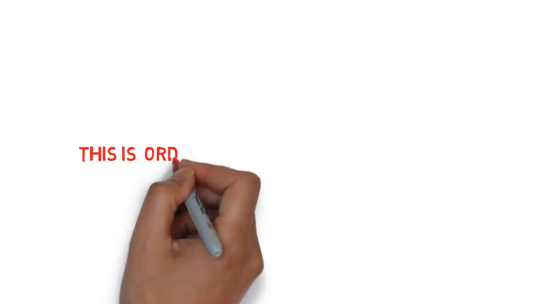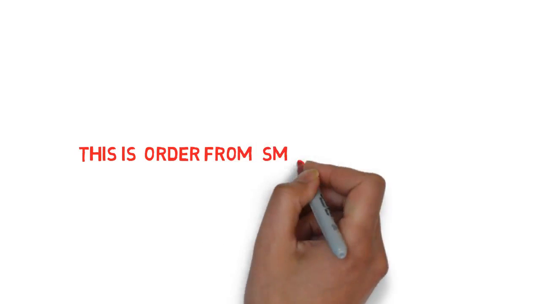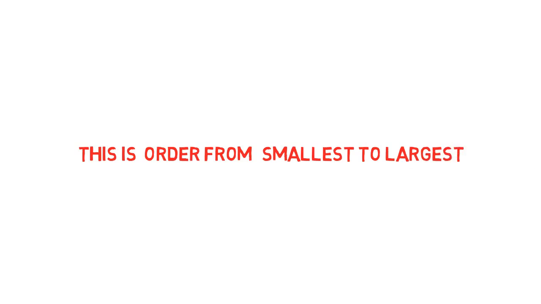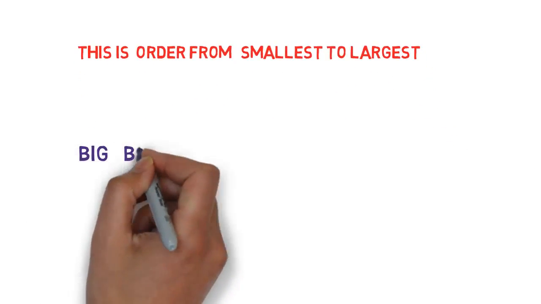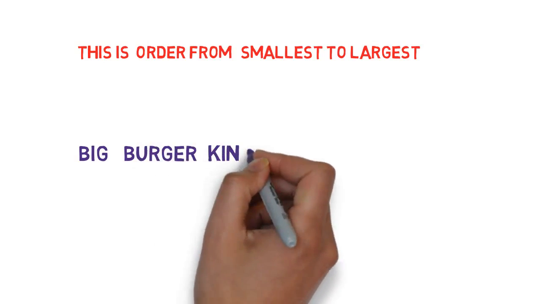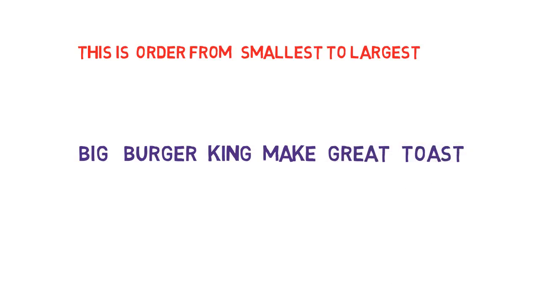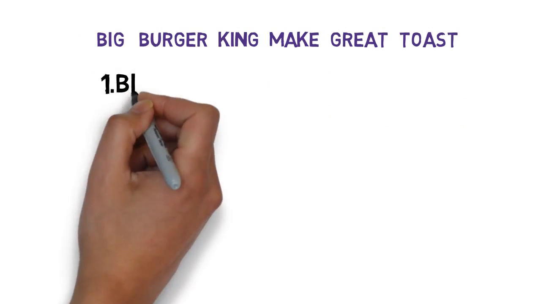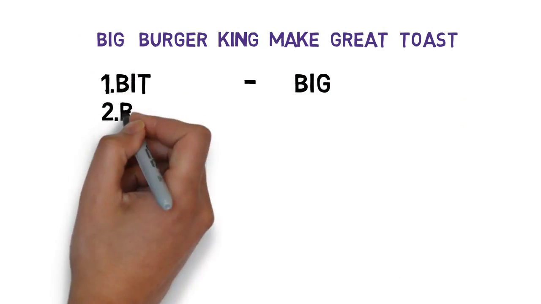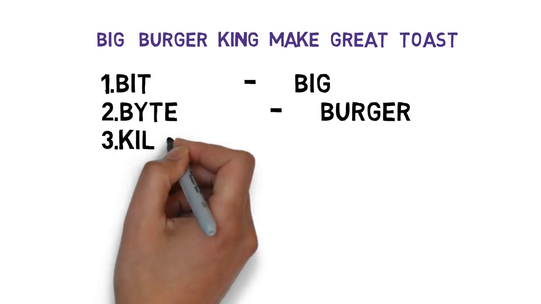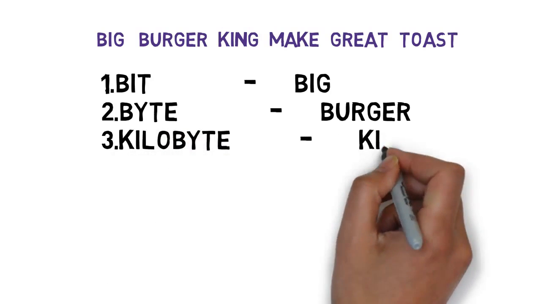Friends, please concentrate on this sentence. Now I'm going to tell a trick to remember the order of data sizes from smaller to larger. See friends, try to remember this sentence. Big Burger King make great toast. I will repeat: Big Burger King make great toast. Don't worry, I will tell how to remember this sentence in my next slide.